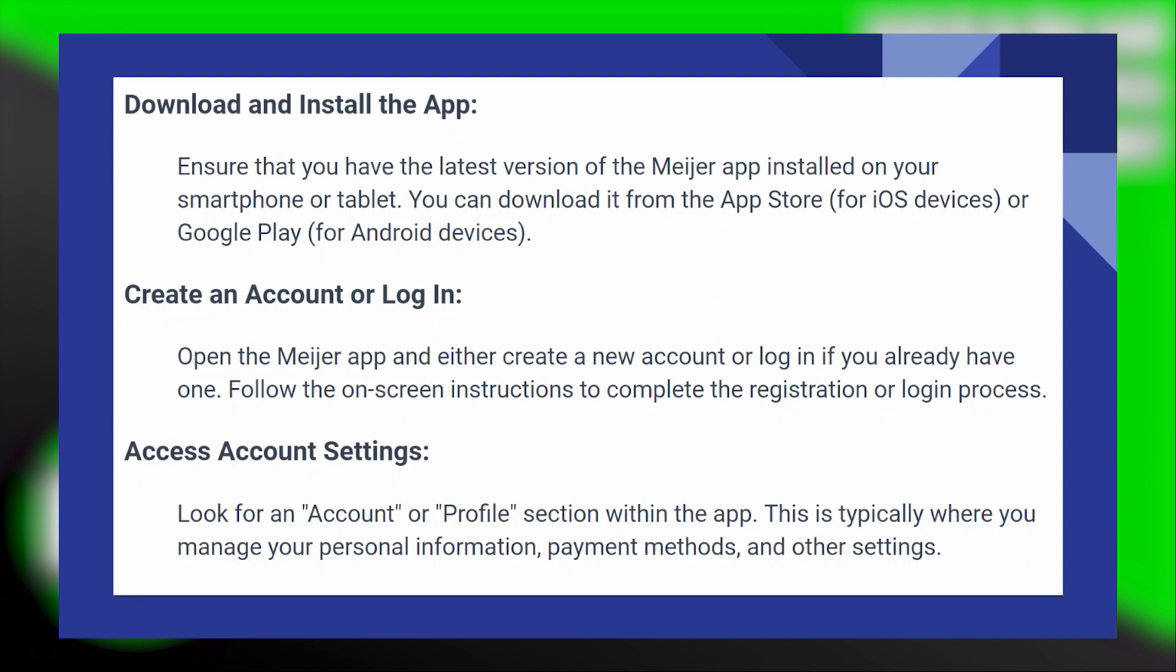Open the Meijer app and either create a new account or log in if you already have one. Follow the on-screen instructions to complete the registration or login process. Look for an account or profile section within the app. This is typically where you manage your personal information, payment methods, and other settings.